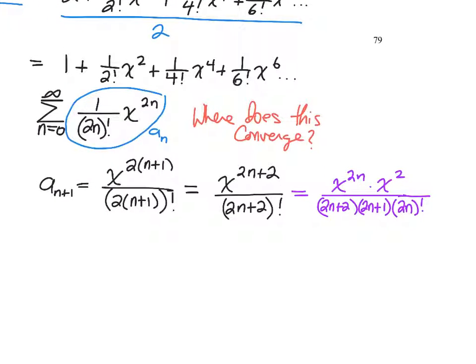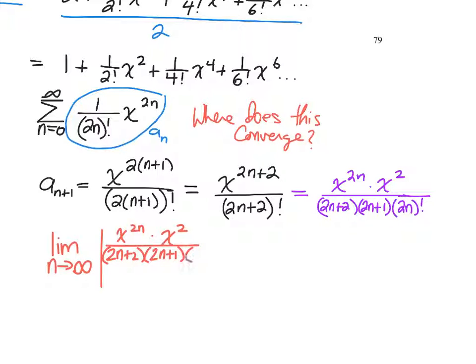All right. So the limit as n approaches infinity of x to the 2n times x squared over all that fun stuff, 2n plus 2, 2n plus 1, 2n factorial, over, it's really just x to the 2n over 2n factorial.